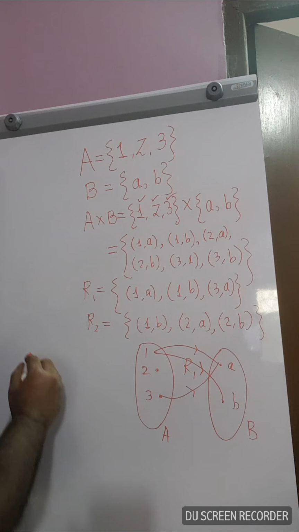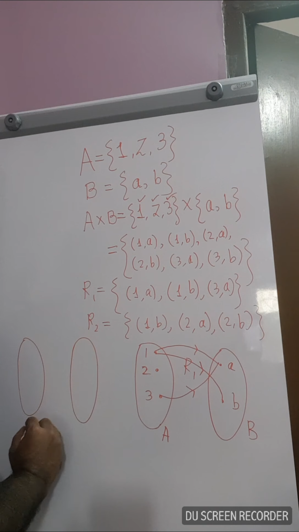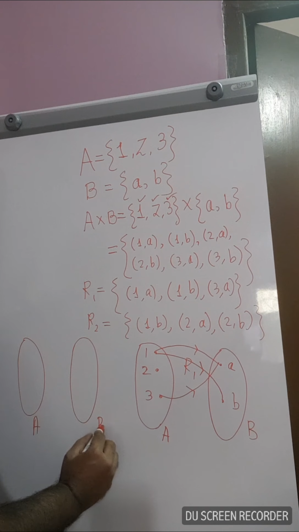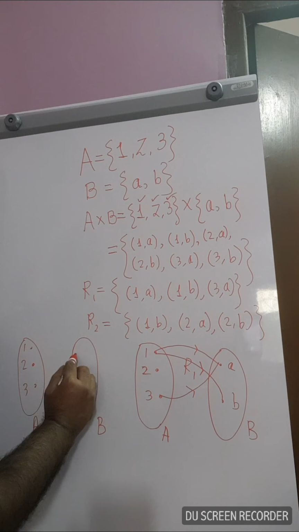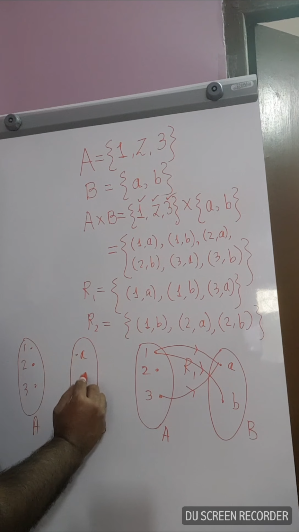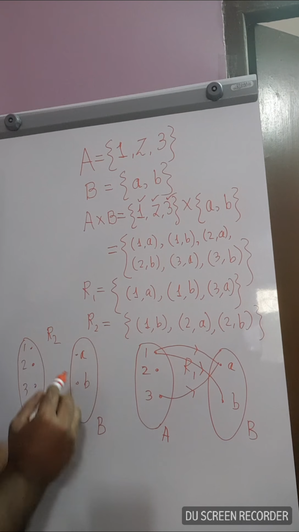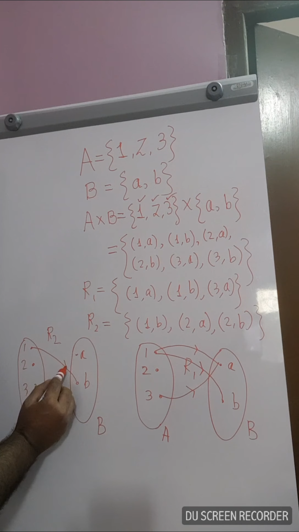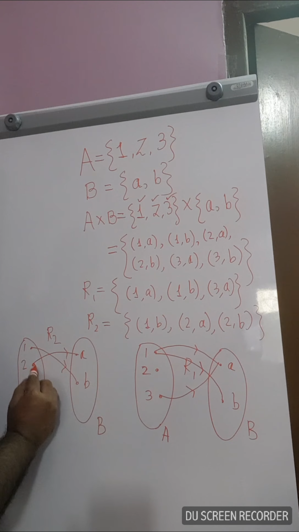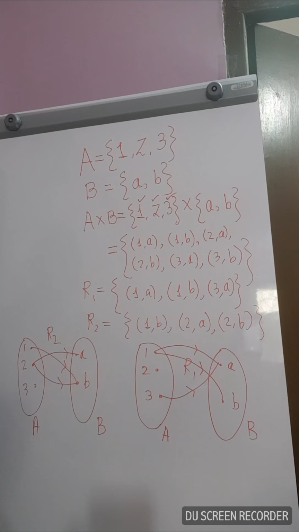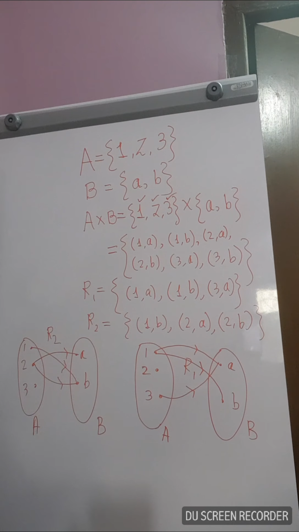Likewise, we can also draw the relation R2. So here our sets A and B, members of A 1, 2, 3, members of B A and B. Under the relation R2, 1 is linked to B, 2 with A and 2 again linked to B. So this is another kind of relation. Likewise, we may have many more relations.